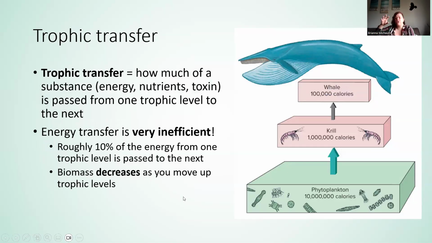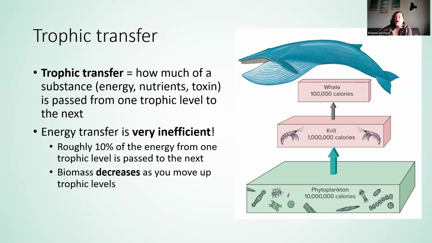We call this process of energy and biomass getting passed from one level of the food web to the next level trophic transfer. And it's specifically a description of how much of the energy and nutrients and biomass is getting passed from the organism being consumed to the consuming organism. 'Cause it's not 100%. It's actually not even close to 100%. It is because energy transfer is extremely inefficient. In general, the rule of thumb is that roughly 10% of the energy at one trophic level gets passed to the next trophic level.